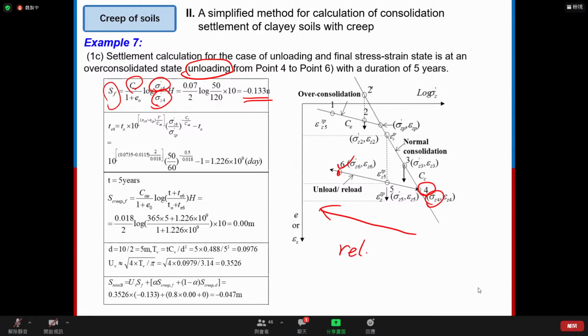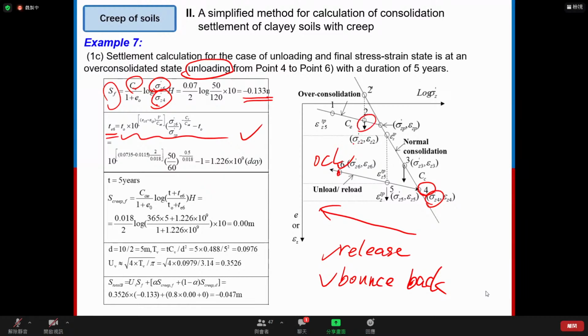We release the top loading, which means the soil will bounce back. Right? It will bounce back, so the SF will be a negative value. Settlement becomes smaller. And TE6, I don't repeat here because TE6 is located on the OCL line, so the equation is the same as the condition for 0.2, okay?